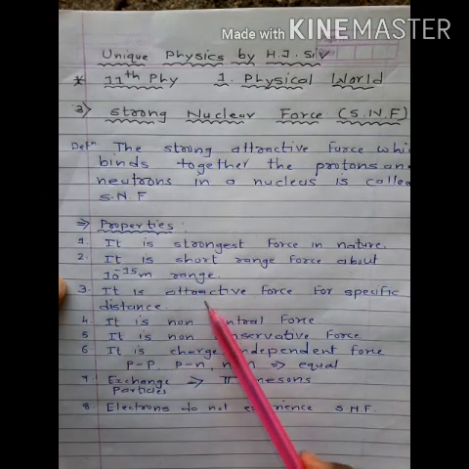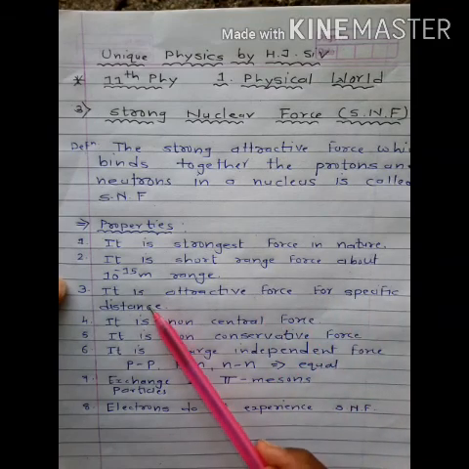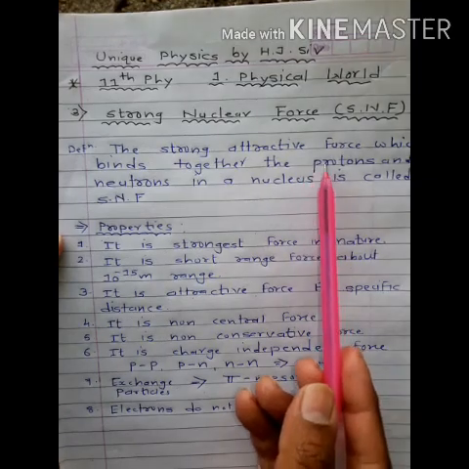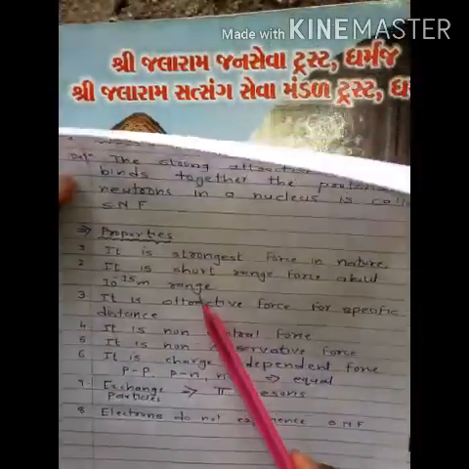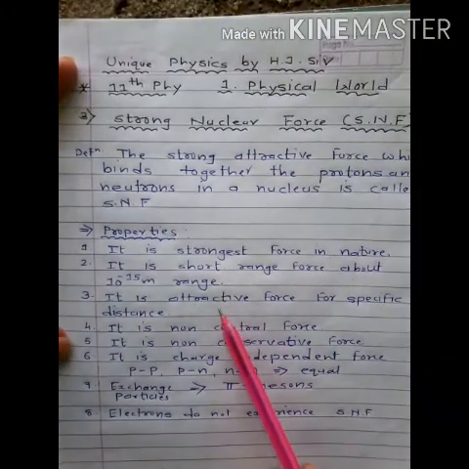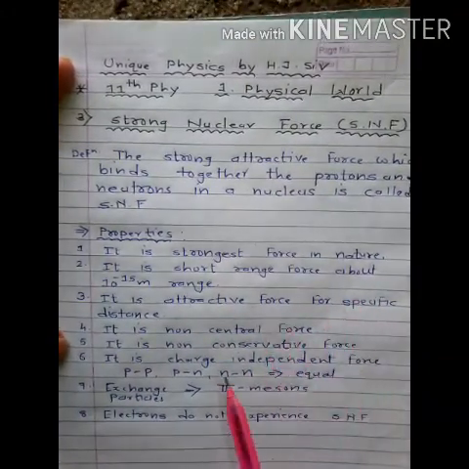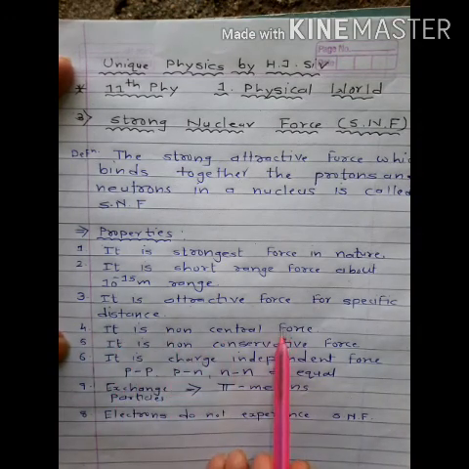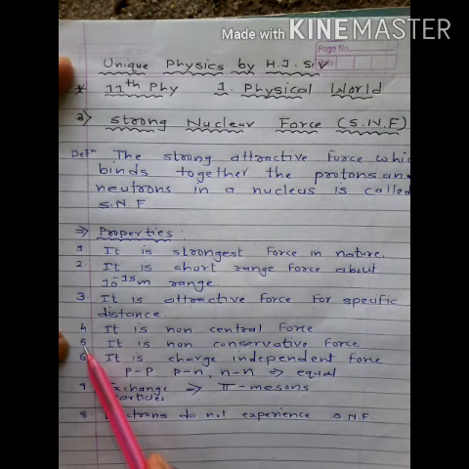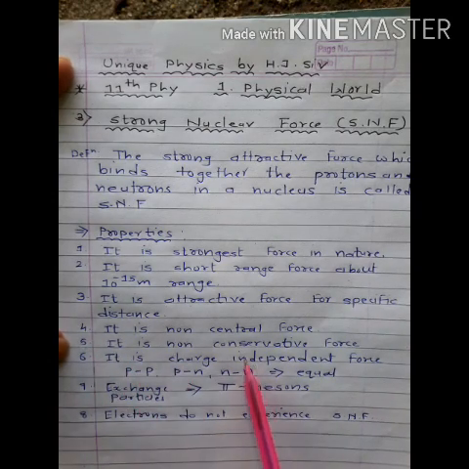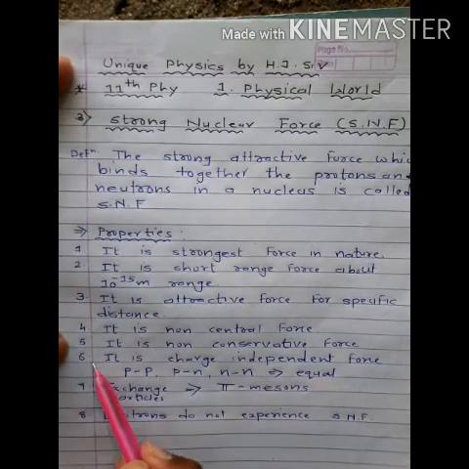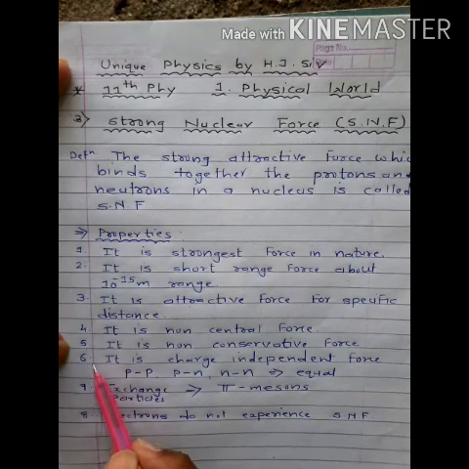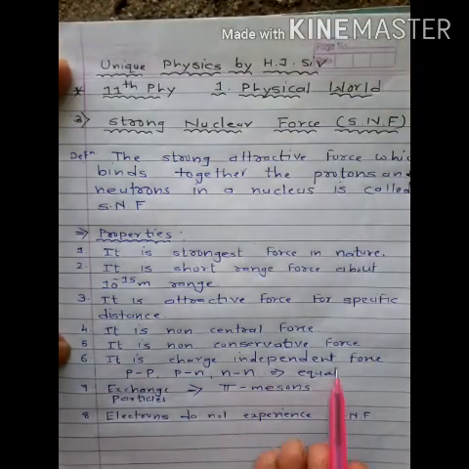Next, it is an attractive force for a specific distance. Remember this point. Here strong nuclear force binds protons and neutrons. Clear? That's why it is an attractive force for a specific distance. Next, property number 4, it is a non-central force. Property number 5, it is a non-conservative force. Property number 6, one of the important properties of strong nuclear force: it is a charge independent force.